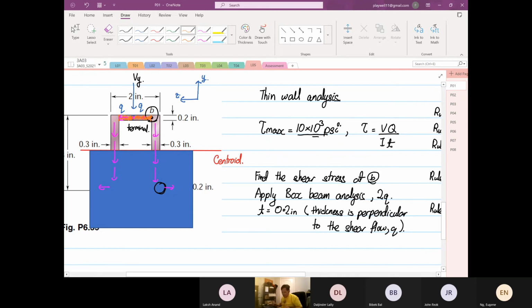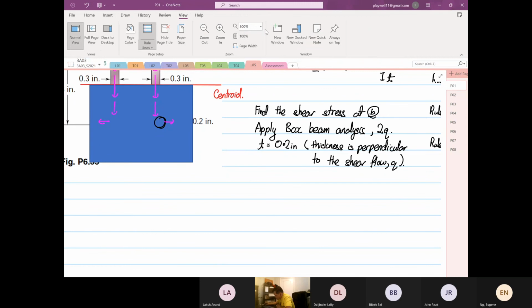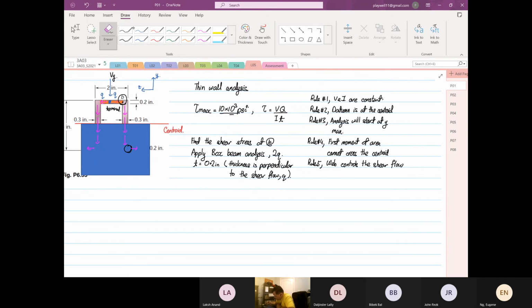Okay, that's the area. Like anything we said before, the most critical part is the Q value. What is the Q value? Okay, we are going to determine the Q value, I mean the first moment of area. So the first moment of area, I just shaded to you in orange.